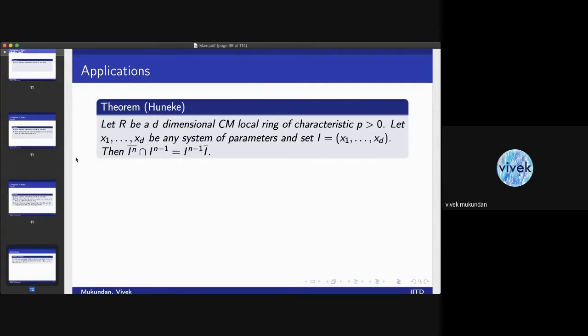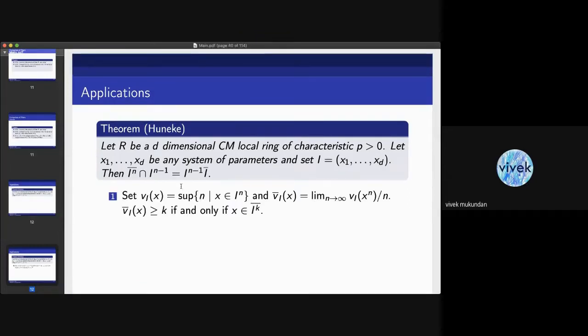So in characteristic p, let's try the proof. It's clear that the right-hand side is contained inside the left-hand side, because I^(n-1) times the integral closure of I is contained in both this one and this one. So it's the intersection that needs work. The idea is to take an element here and prove that it's actually inside the right-hand side.